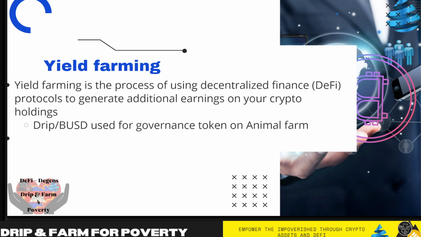There are also other farms where people have taken a portion of Drip and put it into their farm, that's too many farms, to generate their native assets on different farms. So it's being used to support yield farming on multiple different protocols.